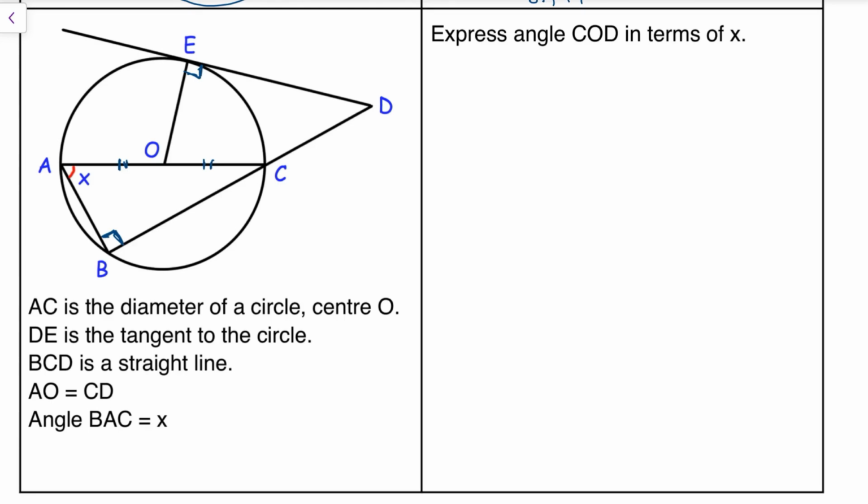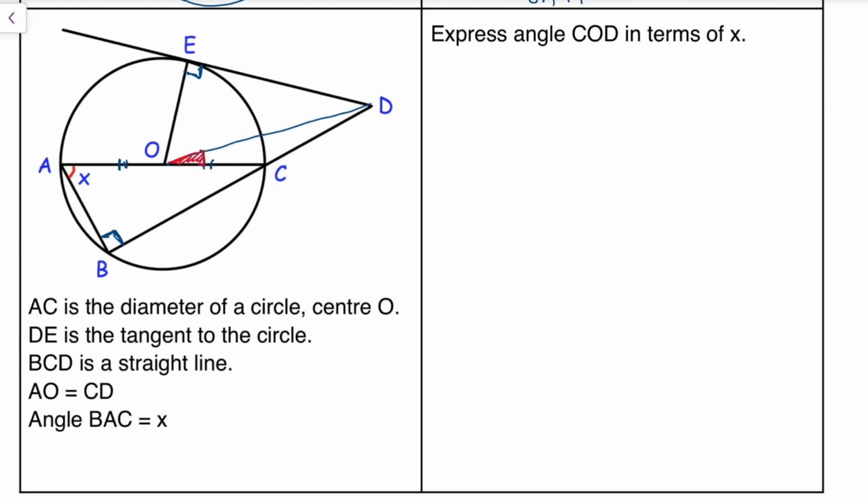And then angle BAC equals X. So BAC is equal to X, which we've already got on the diagram. And we're trying to find out COD. So I need to put my own line in. So COD is therefore this angle here, and I'm colouring in red just to make it really clear. That is the angle that I need.